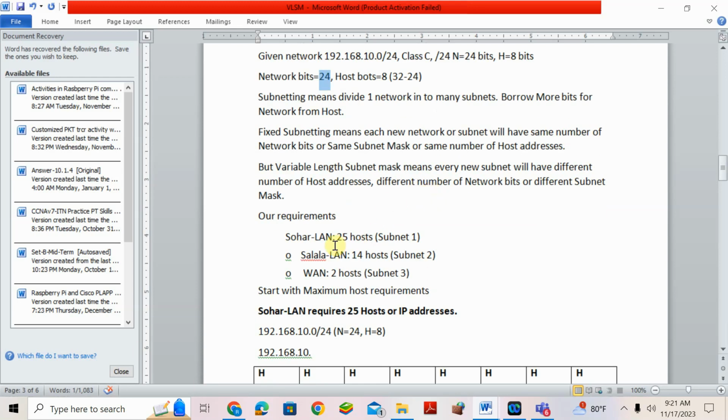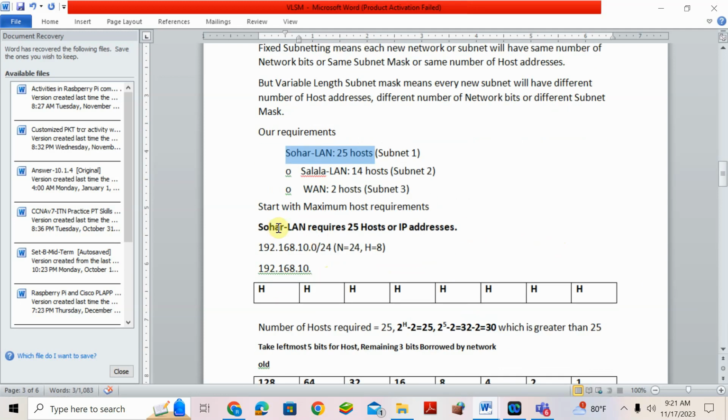So Soharlan requires 25 IP addresses, subnet 1. Salala requires 14 hosts or 14 IP addresses, subnet 2. WAN requires 2 hosts or 2 IP addresses, subnet 3. Start with the maximum host requirement. So here who needs the maximum? Soharlan. How many? 25 IP addresses. So Soharlan requires 25 hosts or 25 IP addresses. So we are going to start this.